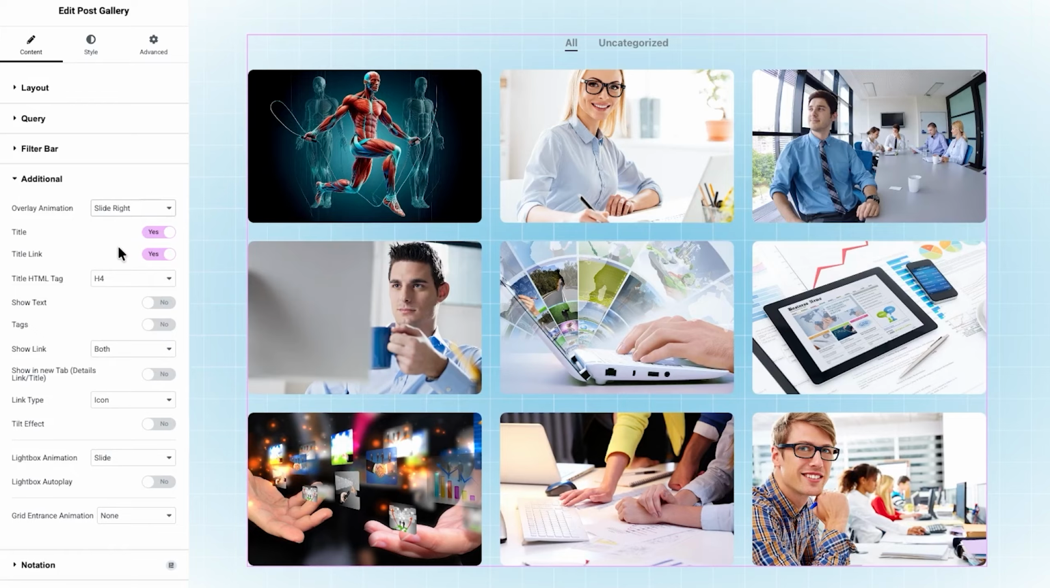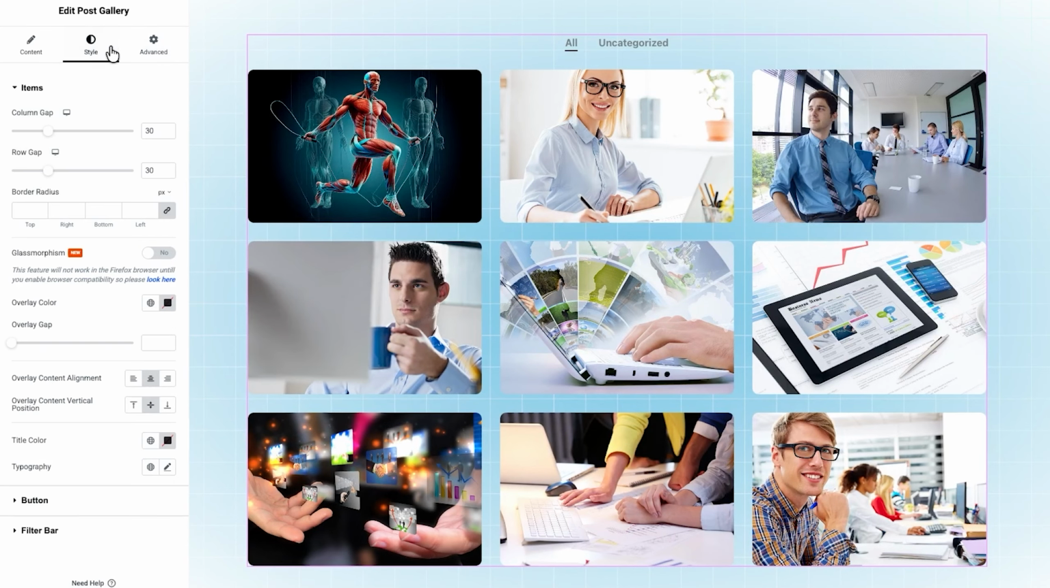You can also choose whether to show the title, enable the title link, and define the HTML tag structure for proper hierarchy or SEO considerations. This section contains multiple switches for text visibility, tag display, link behavior, tilt effects, and various lightbox settings, including animation styles and autoplay. There's also a grid entrance animation that allows items to animate into place as the gallery loads. Once you finish the Content tab, the Style tab gives you complete control over visual customization.